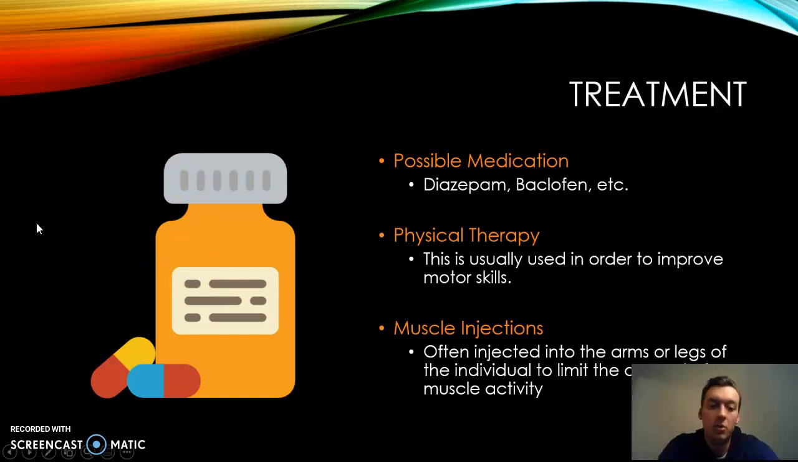Physical therapy, they usually try to improve motor skills. So the things that they try to incorporate into their programming are things that will improve their balance, mobility, flexibility, posture, and obviously strength, because most people have issues in all those areas. And the muscle injections are either into the arms and the legs, and usually the injections consist of Botox. So this is usually a short-term thing, and it doesn't really last super long, but it really helps with individuals who have those spastic movements.